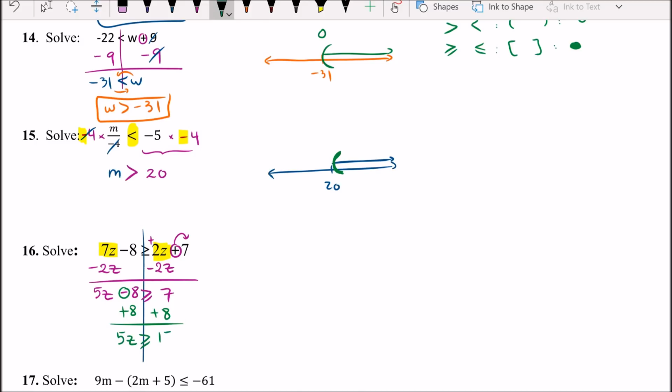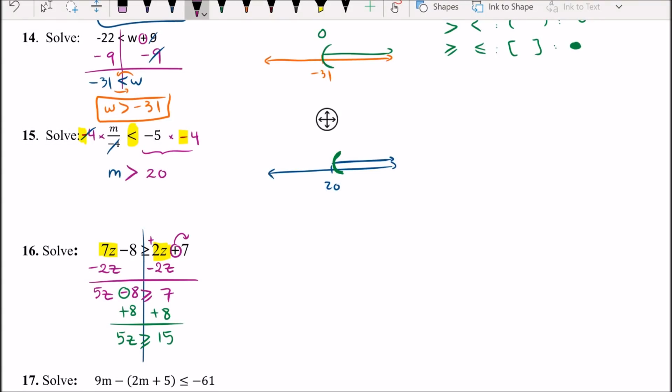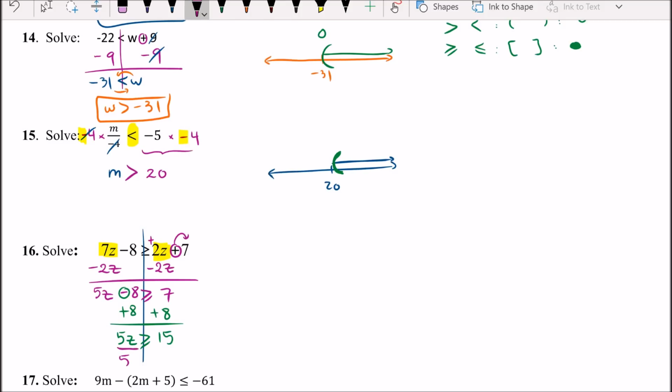5z greater than or equal to 15. Then we divide by 5 on both sides. So z greater than or equal to 3. Okay.